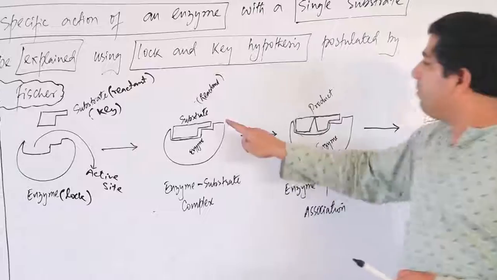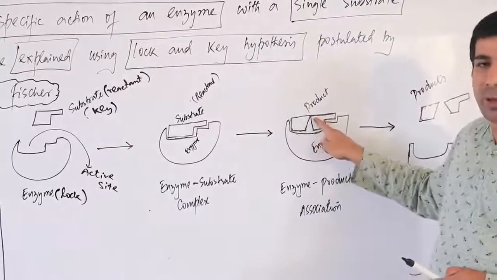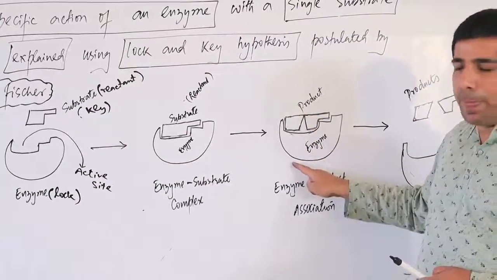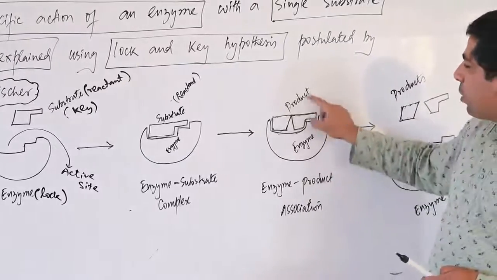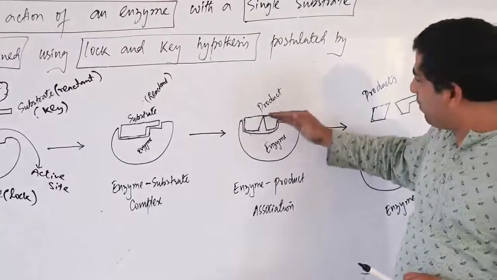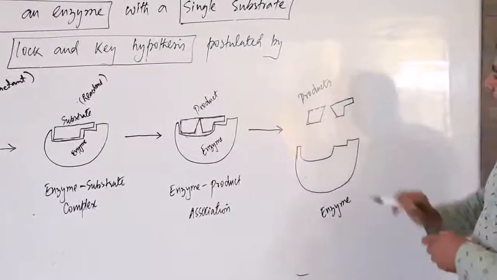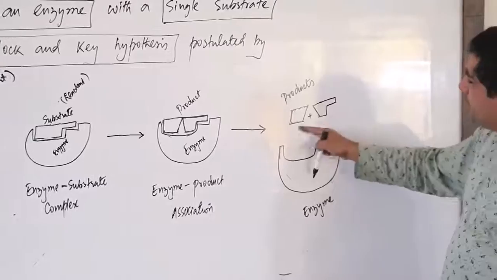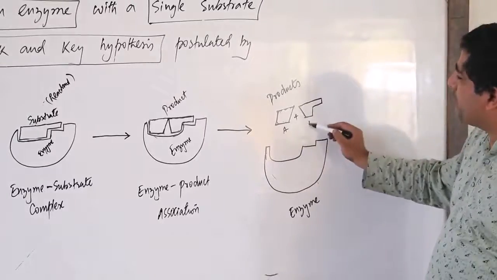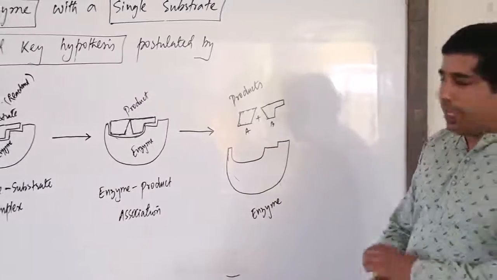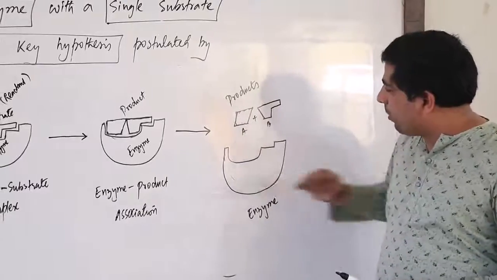When this substrate is converted into product by an enzyme, okay, then what happens? The enzyme and product bond is very weak. So this product can come out now. Okay. Once this product comes out, now you will see that you got two products here, this and this. Let's suppose this is A, this is B product. So two products you got here. And even the enzyme has also come out.